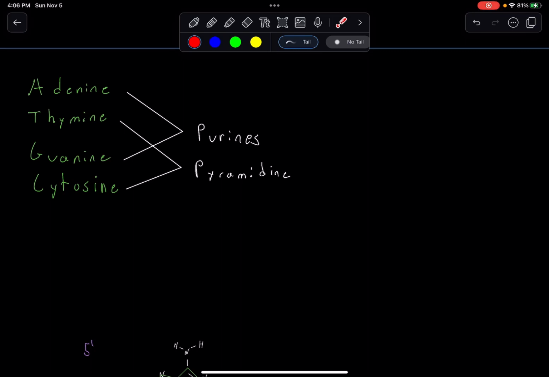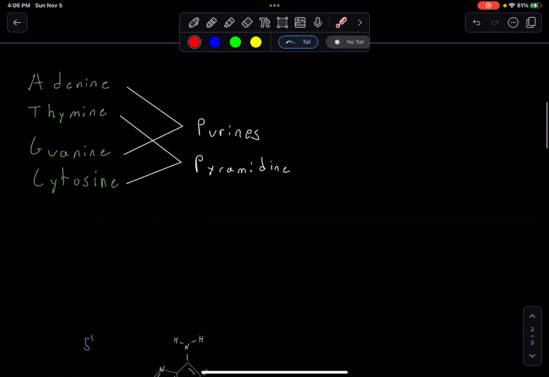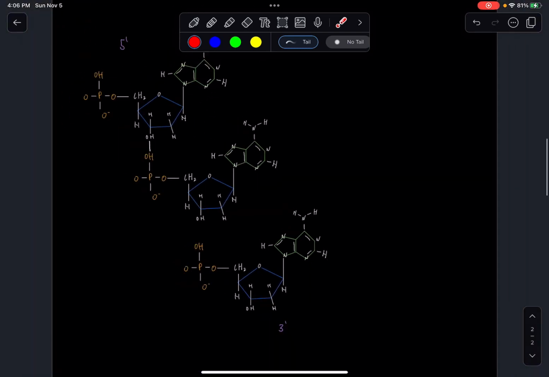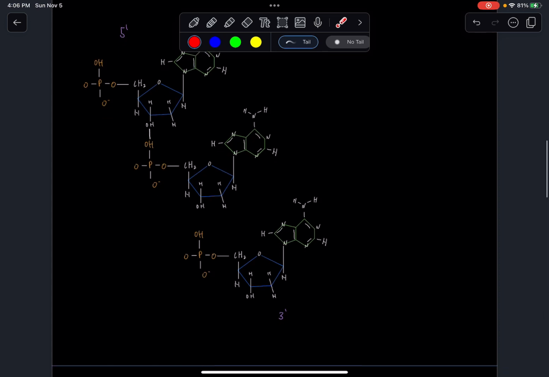Another important thing about the nitrogenous bases is that adenine always connects with thymine, and guanine always connects with cytosine. They are pairs, so G and C are a pair, as well as A and T. Now, this is how DNA connects with more DNA. Here we can see that we have a nitrogenous base, a 5-carbon sugar, and a phosphate group, but there are more.